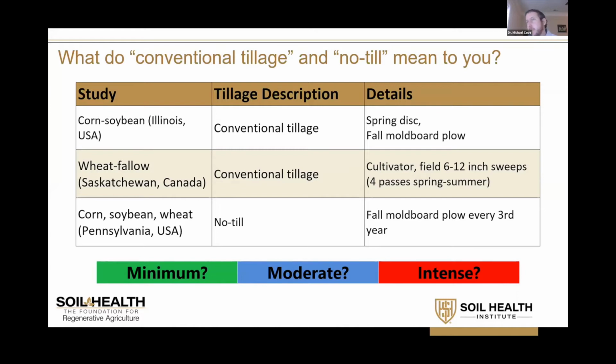We also see oddities in the no-till systems, such as this corn, soybean, wheat study in Pennsylvania, where they use a moldboard plow every 3rd year in this no-till system. Now, there are logical reasons at any individual site for these tillage systems to be named this way. For example, this study in Saskatchewan is in dryland wheat production, where they just have very different tillage systems than in corn and soybean production.